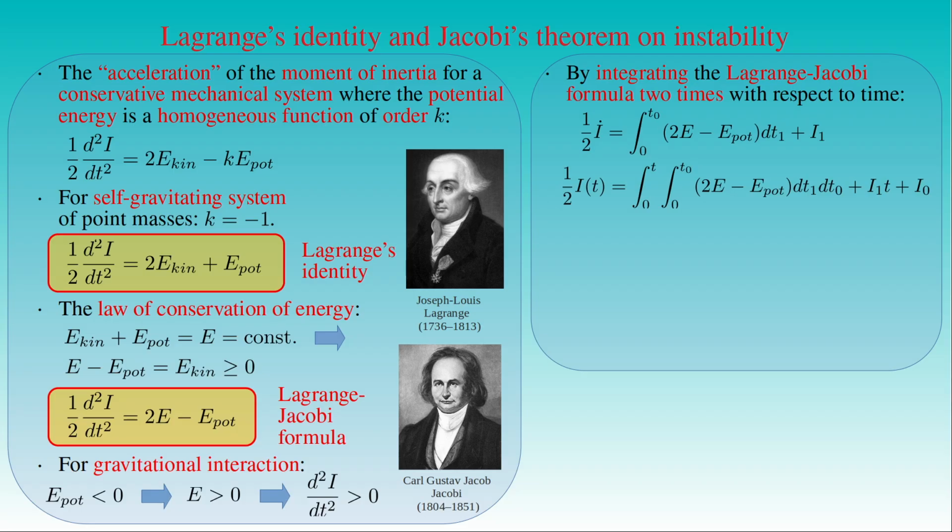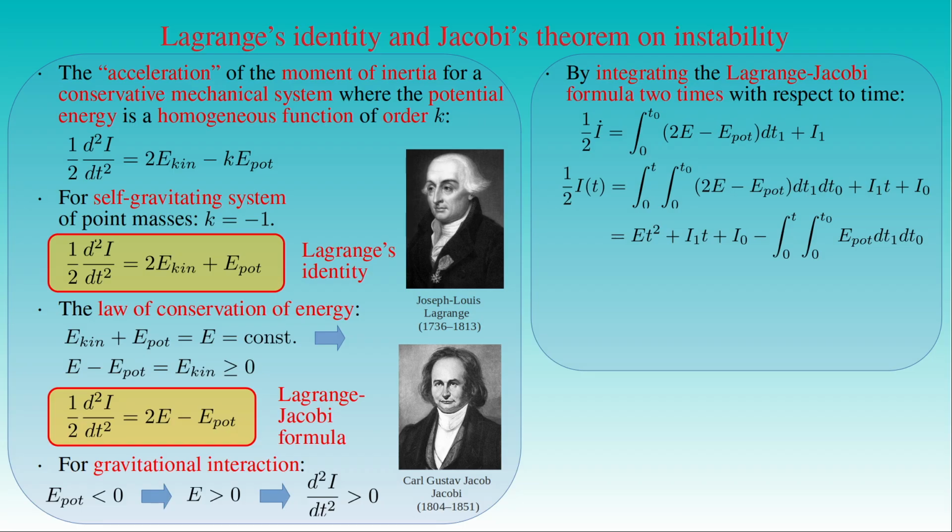Because the total energy E is constant for a closed system, it can be integrated 2 times, and 1 over 2 times the moment of inertia I can be expressed as the total energy E times the square of the time t, plus the integration constant I1 times the time t, plus the integration constant I0, minus the double integral of the potential energy of the system with respect to the time.